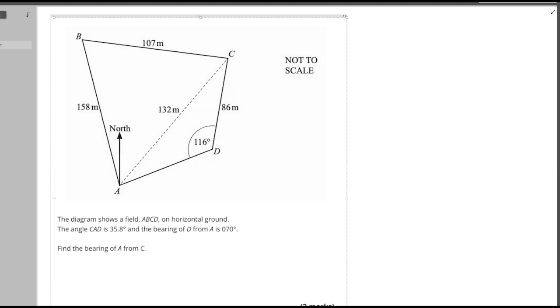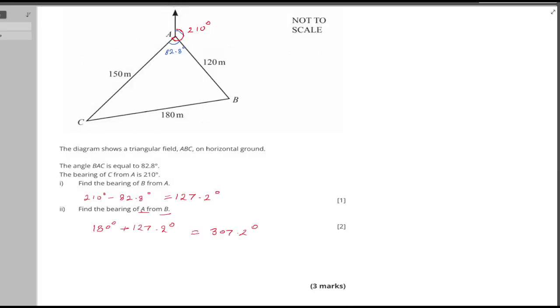Second question is the diagram shows a field ABCD on the horizontal ground. The angle CAD is 35.8 and the bearing of D from A is 70. Okay, before that, here those who have already seen bearing questions which I did using non-calculator based problems, there already I discussed the concept that if your bearing is less than 180 degree, then to find the bearing in reverse order you have to simply add 180 degree. So here, without doing much effort, I simply added 180 degree.